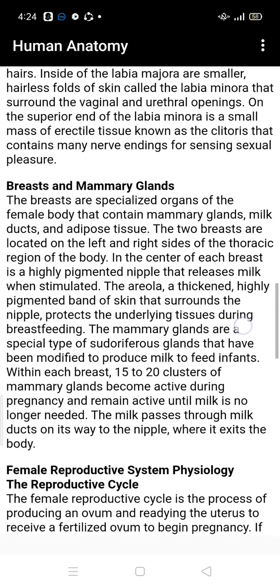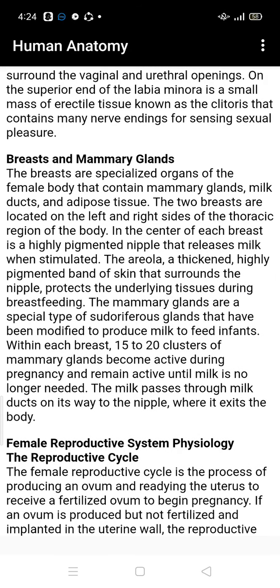Now we are coming to discuss the breast and mammary gland in females. The breasts are specialized organs of the female body that contain mammary glands, milk ducts, and adipose tissue.